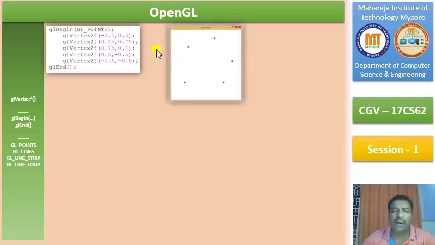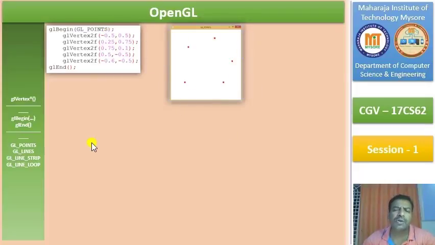The 5 points which I mentioned using glVertex 5 times. Each vertex is for each point. This is the output I'm going to get: 5 different points. The first glVertex is this point, hence we can say P1, P2, P3, P4, P5. Hence we are going to have 5 vertex functions here. I'm using GL_POINTS here, and so I'm going to have 5 points as an output.